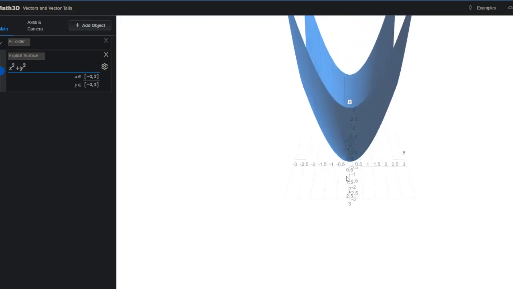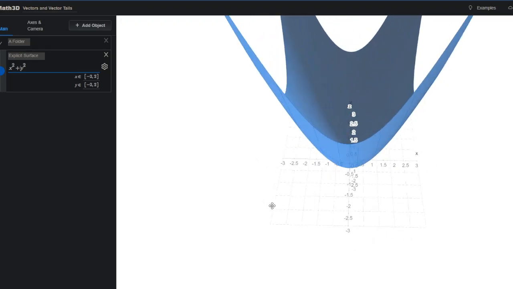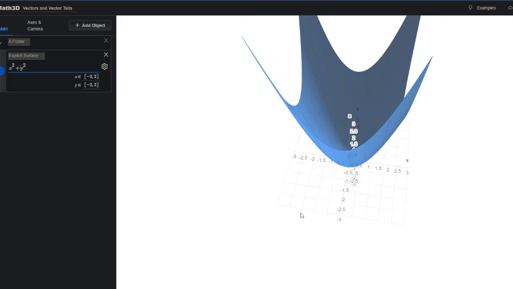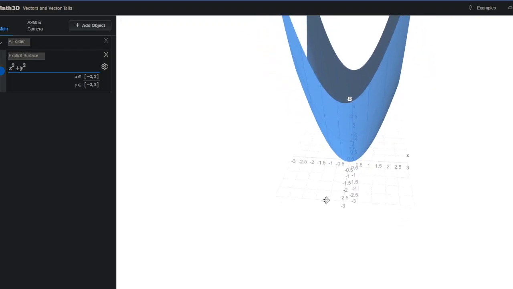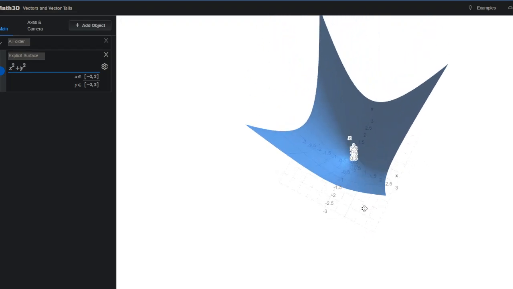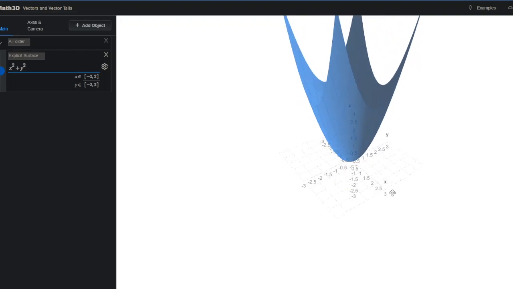Okay. So again, very complicated to do something like this by hand, but we can do it with a computer system, computer graphing calculator like this. You can do this in GeoGebra too. I'm just not as familiar with that system.